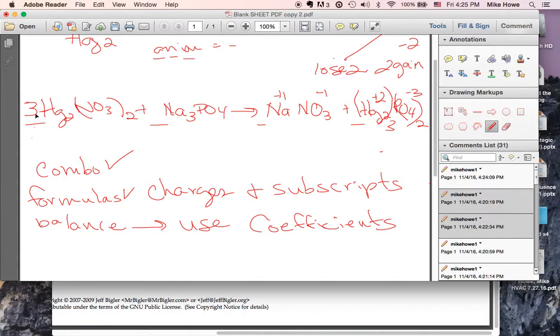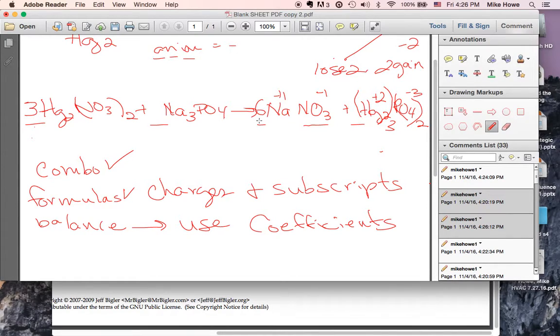Now, the consequence of putting a 3 in front of that is that it also multiplies the NO3 groups by 3. There are 2 NO3 groups, so 2 times 3 is 6. There are 6 NO3s. How many NO3s are over here? I'm hoping you didn't say 3. How many NO3 groups are here? I only see 1, because NO3 is the polyatomic ion, and there's only one NO3 group. But on this side we had 6. So over here I'm going to need to put a 6.